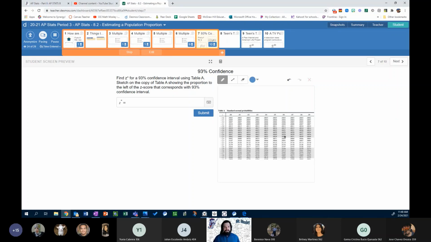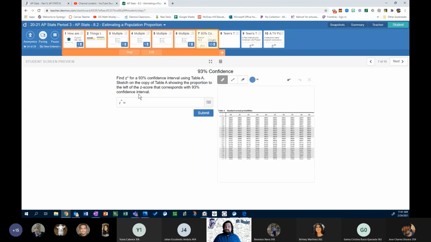I know that this is a little bit small. Again, I don't know how to make Desmos make these images bigger, though I wish I did. I need to figure it out. All right, so we're going to sketch on the copy of table A showing the proportion to the left of the z-score that corresponds with a 93% confidence interval.